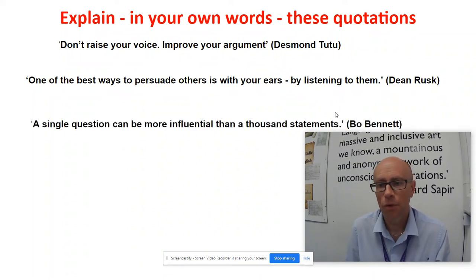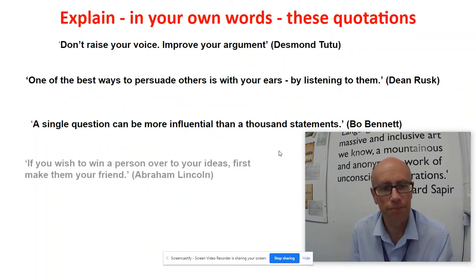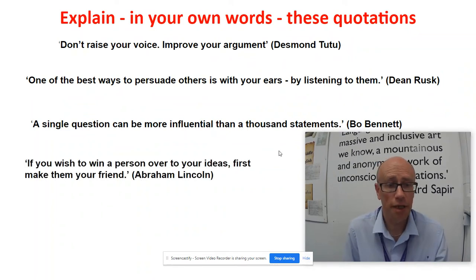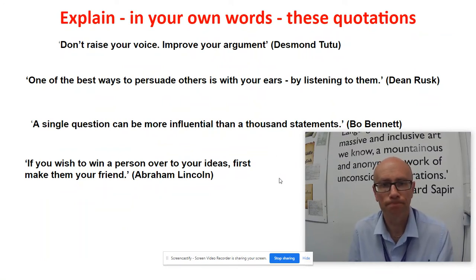We have Bo Bennett saying a single question can be more influential than 1,000 statements. Now this I like because if you pose a question, you're making your text interactive. You're prompting your audience into a response, and therefore it can be a very effective way of being persuasive. Abraham Lincoln says, if you wish to win a person over to your ideas, first make them your friend. This is the idea that persuading someone is about a relationship. It's interactional rather than transactional, and it's an emotional kind of topic.